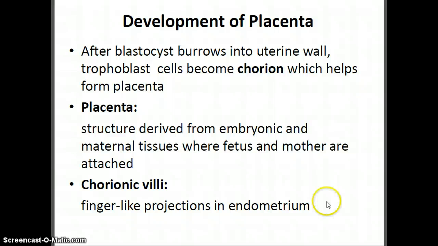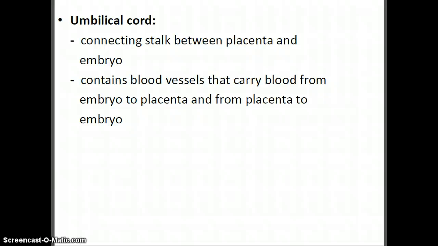And of course, the placenta, as you can see, is derived from embryonic and maternal tissues where the fetus and mother are attached, virtually physiologically attached. And of course, the placenta is an organ in direct contact with the endometrium. The chorionic villi are finger-like projections in the endometrium which facilitate this physiological connection.